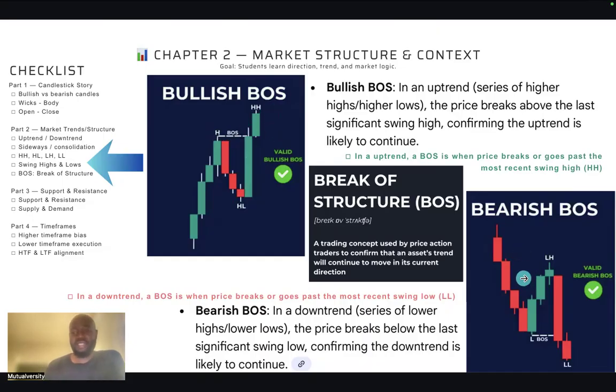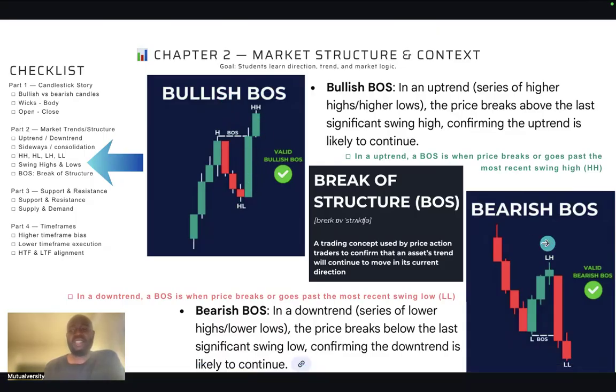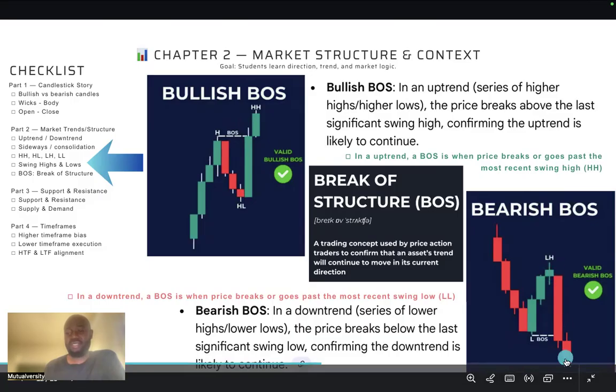Now in a downtrend, a break of structure is when price breaks or goes past the most recent swing low or lower low. So price came down, created a lower low, then it went up. Now we're waiting for price to go past this lower low or swing low. As soon as it breaks it, that becomes our break of structure. So this is a bullish break of structure in an uptrend, and this is a bearish break of structure in a downtrend. So that's how you mark a break of structure.